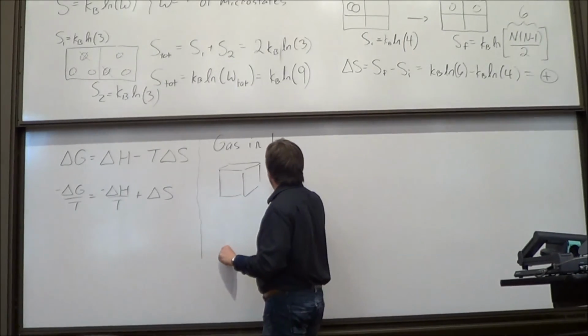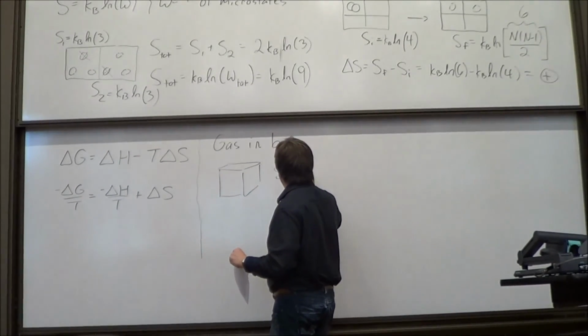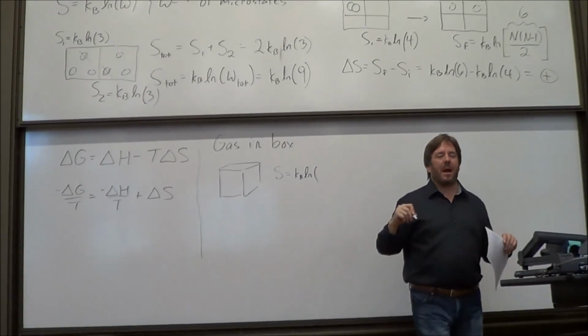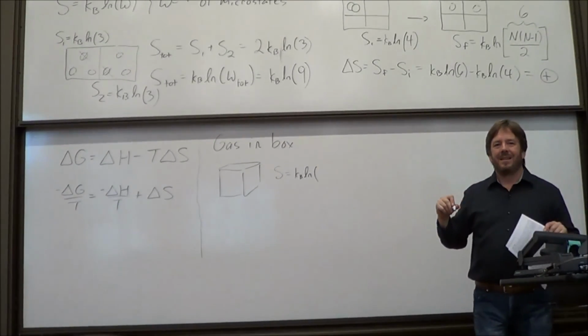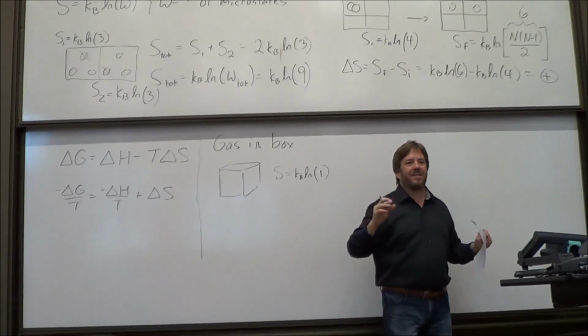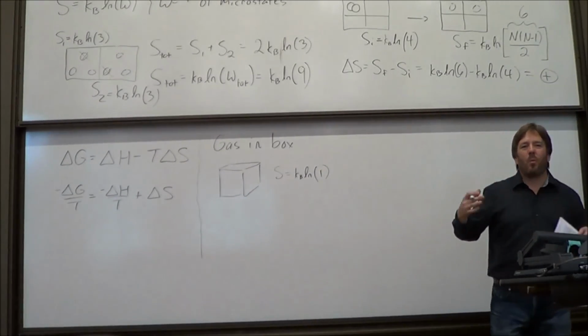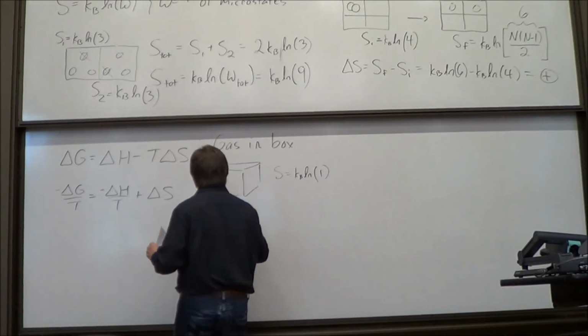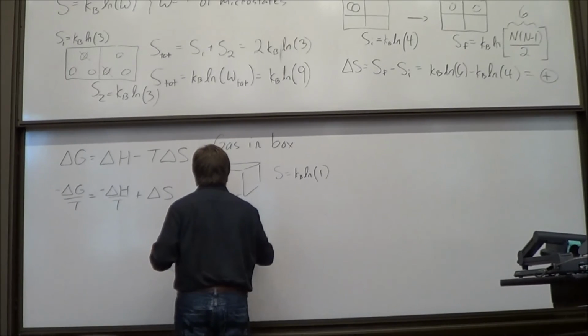Okay, the box is empty, the entropy is what? How many ways can this box be empty? How many microstates? Right, it's just one, so this is 0. That's because the box is there, so it has entropy. It's just that there's only one way for that box to be a box, I guess. Nothing's going on inside of it.